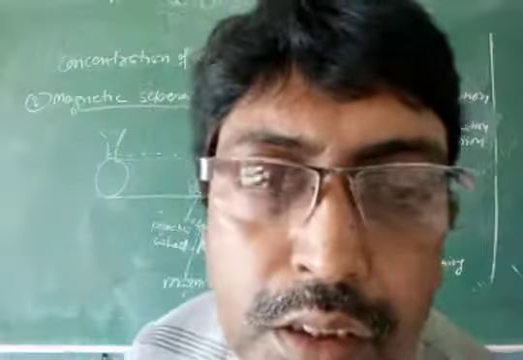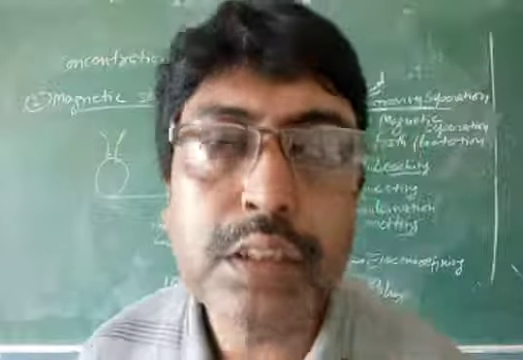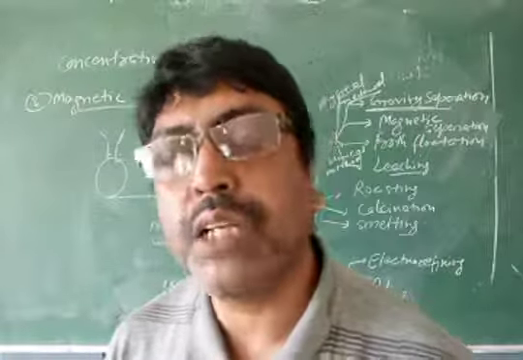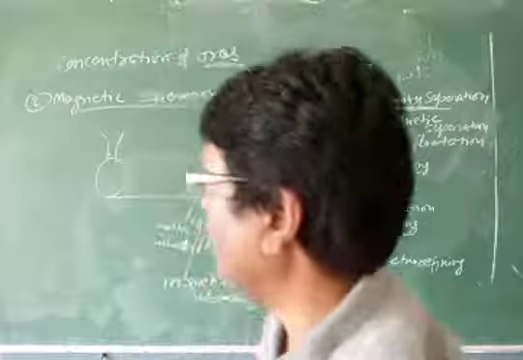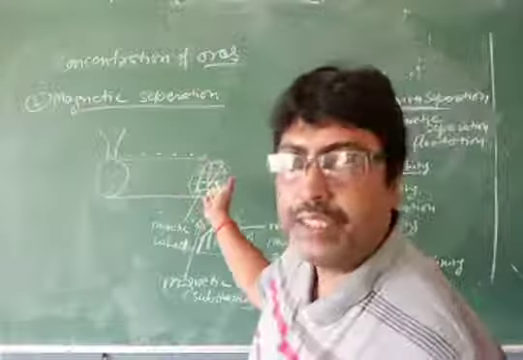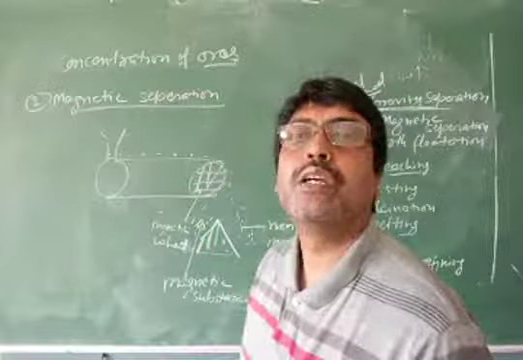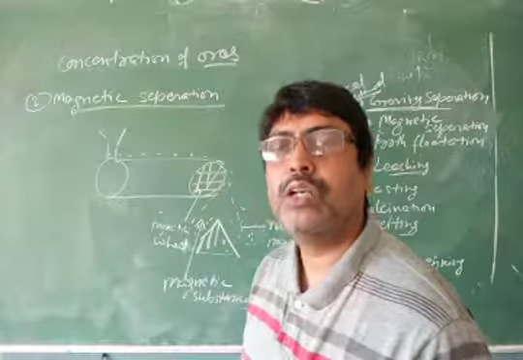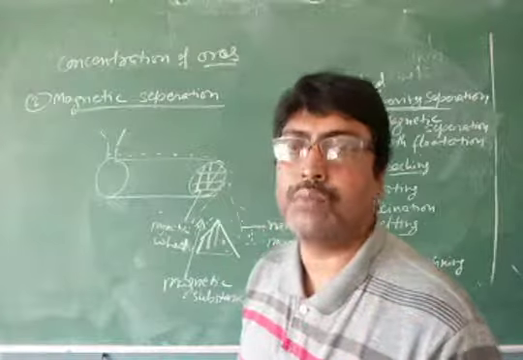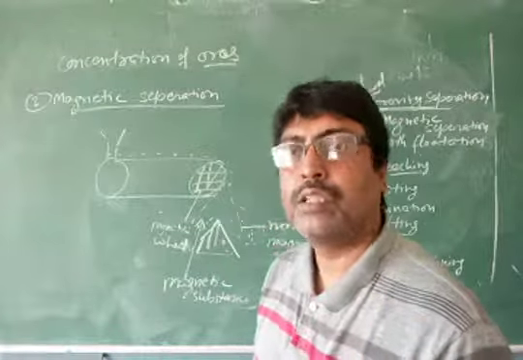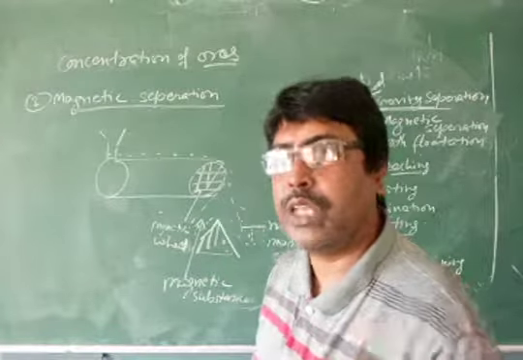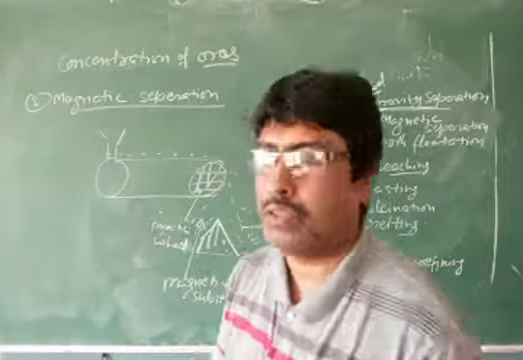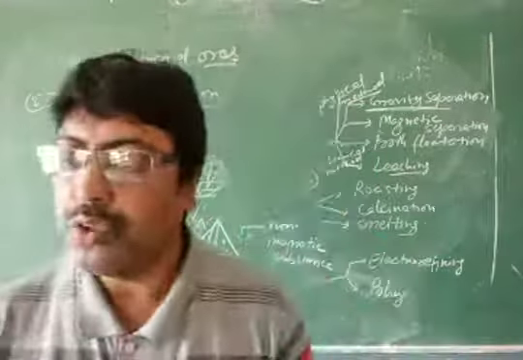If both the substances are magnetic, then we cannot separate by this method. Only one substance will be magnetic, either the ore is magnetic or the gangue particles are magnetic. If one substance is magnetic, then we can separate the gangue particles from the ores.